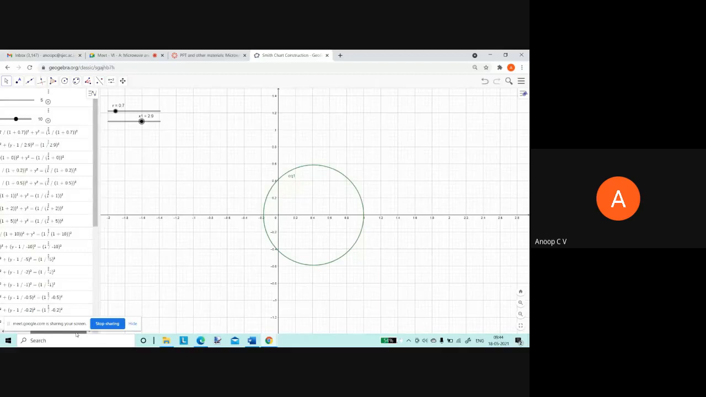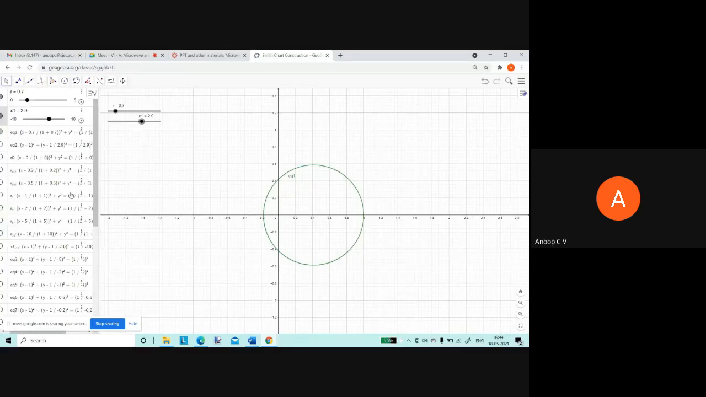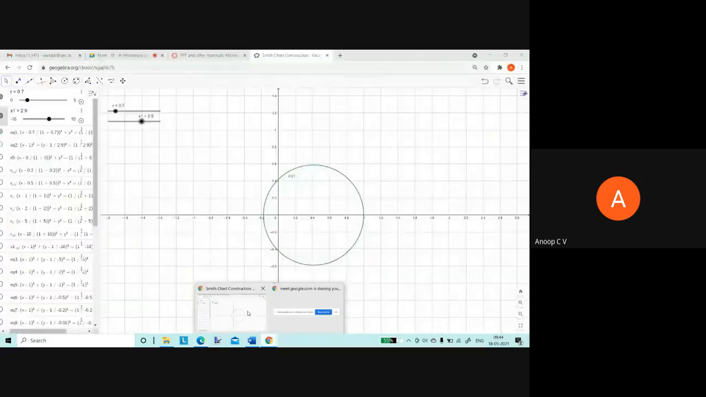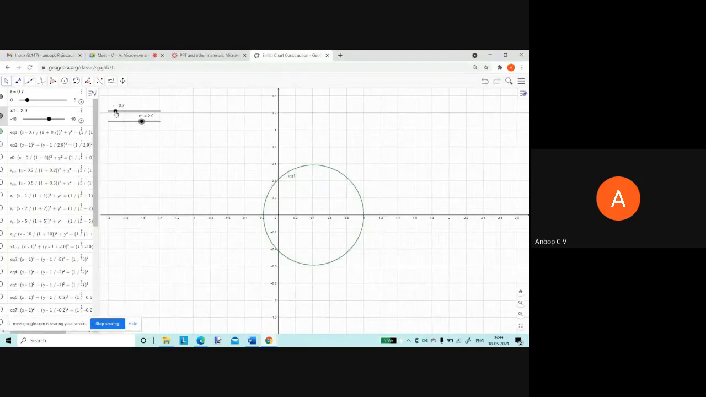Then I've written this expression, the same thing: gamma r minus r by 1 plus r, whole squared, plus gamma i squared. In GeoGebra, instead of gamma r and gamma i, I used x and y. Why? Because GeoGebra won't understand if I write gamma r and gamma i. For me, it's the x-axis and y-axis. So in GeoGebra, I've written it as x and y. Apart from that, everything else is intact.